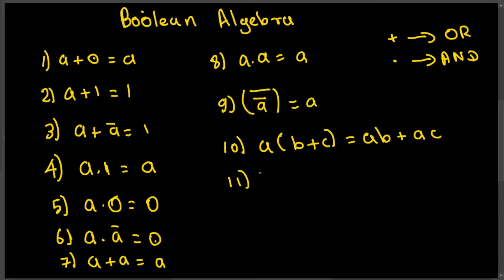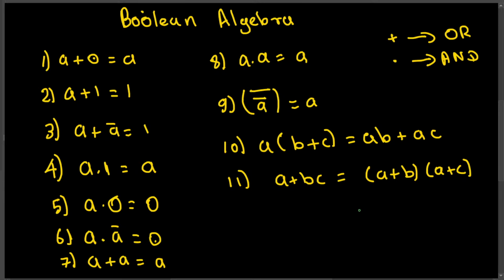This is the one that's confusing for most people. Let's look at this. A plus bc will be expanded like a plus b, a plus c. This is the confusing part for most people, like why here we have a plus bc, why it is like a plus b, a plus c. Because when you think about mathematical way, it doesn't make sense. But if you solve it in Boolean algebra, this is going to make sense. Now let's try to prove this one.